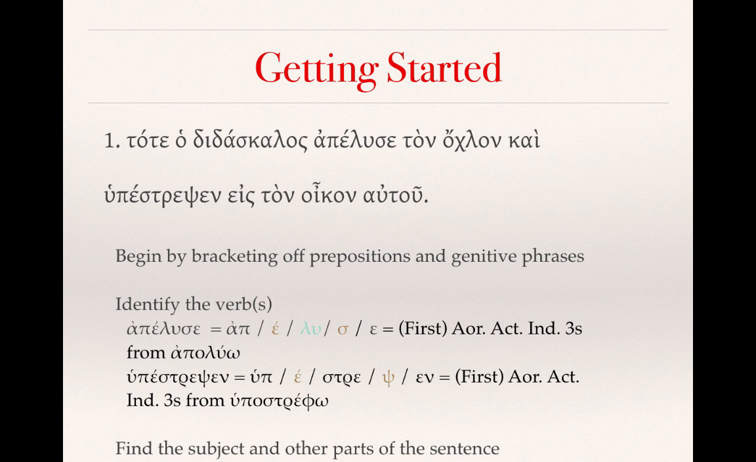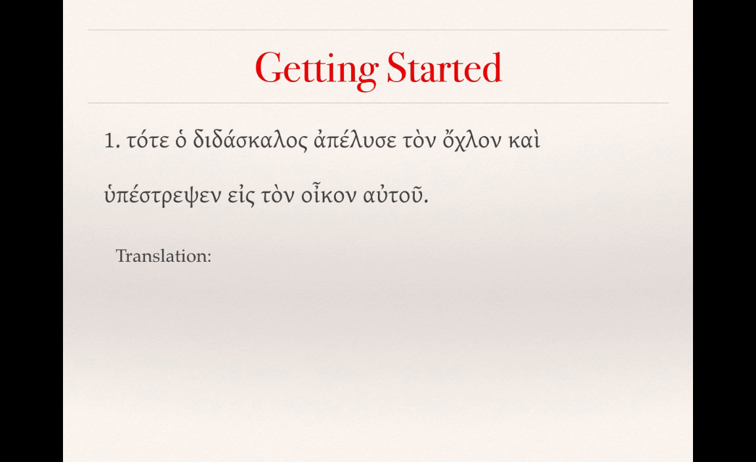And then we see tan aklan as an accusative. It tells us the direct object of the verb apeluse. Who is sent away? Well, it's the crowd. And so from that information, we can make a guess at a good translation, which would be something like, then the teacher dismissed the crowd and returned to his house.